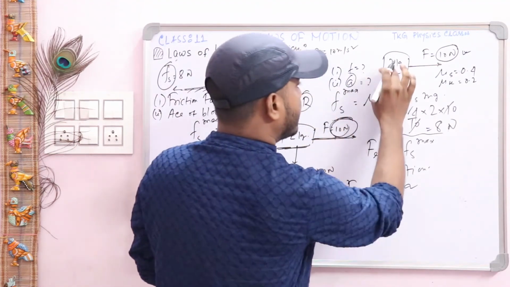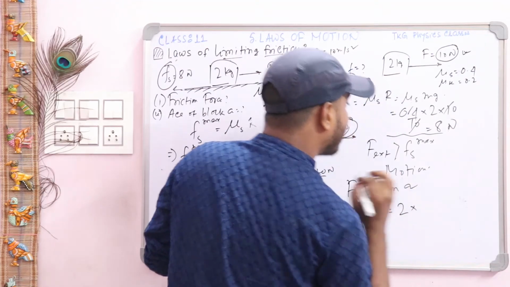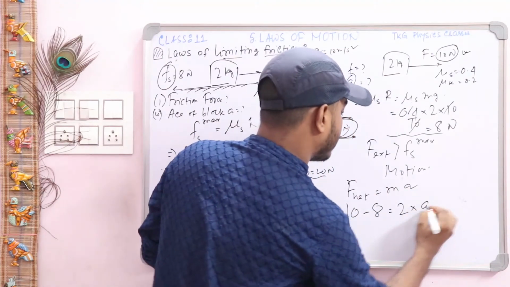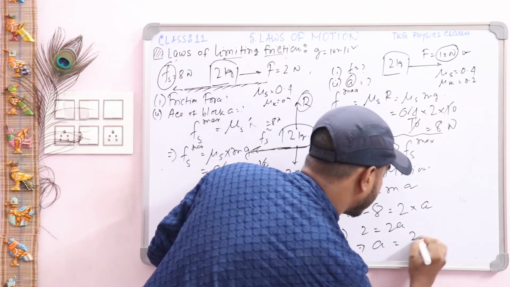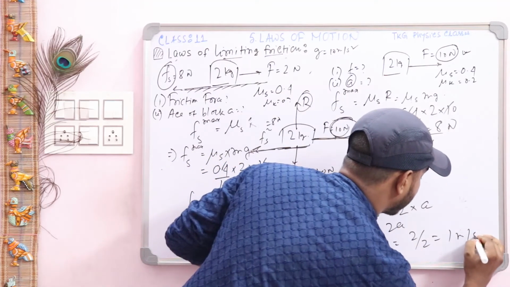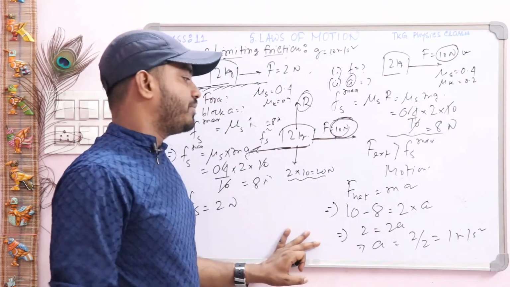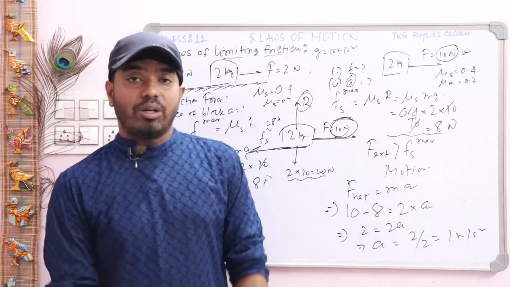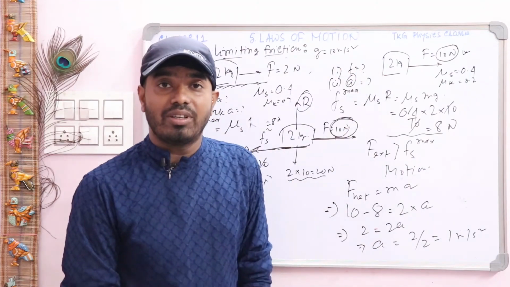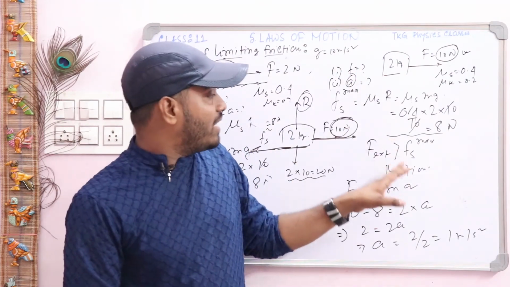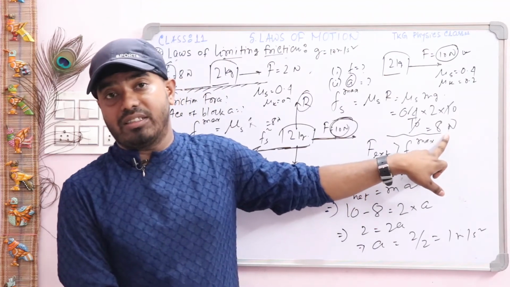That is equal to M times acceleration, and you have to find this value. So 2 is equal to 2a. From here you can say acceleration is 2 by 2, that is 1 meter per second square. This is the concept, student. Now the question is, what is the answer for Fs, the frictional force? You see, this is not the answer. 8 Newton is not the answer.